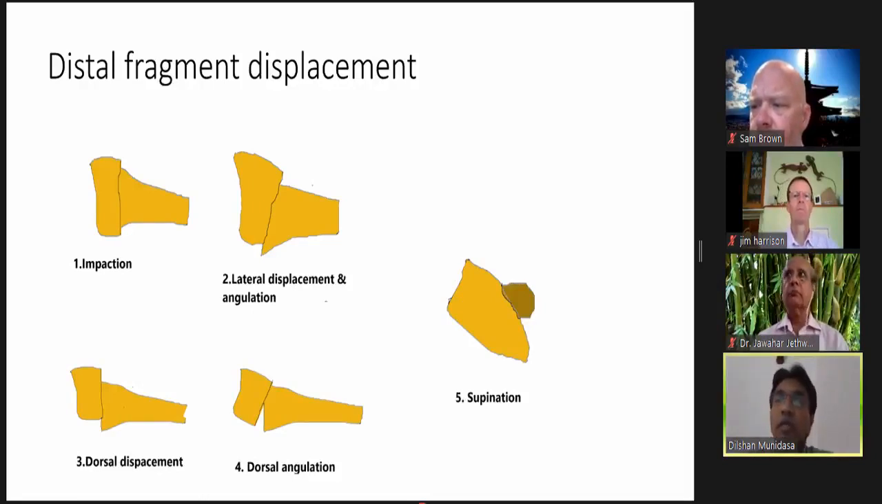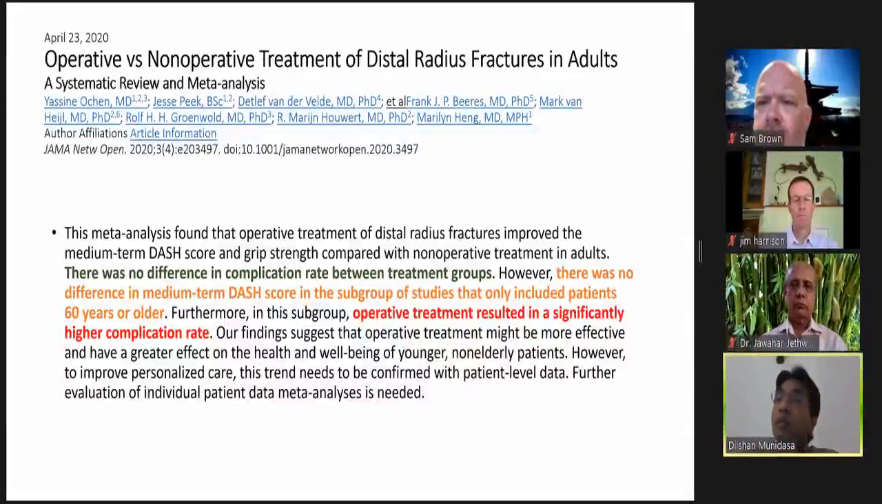So we have a big case for conservative management, that is non-operative management in the distal radial fracture. That's why I said at the beginning that none of these factors are absolute. So in the recent meta-analysis, they have shown that there was no difference in complication rate between the treatment groups, whatever the age group is. It has also shown that in a group of patients older than 60 years, there's no difference in the medium term outcome in the subgroup of studies.